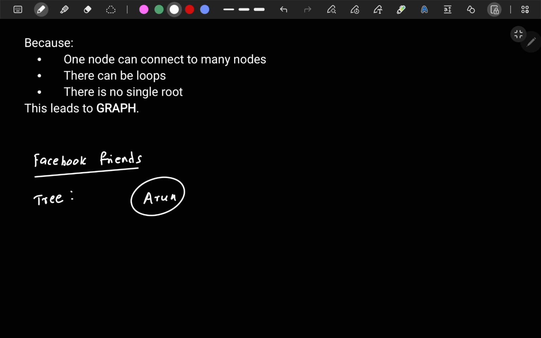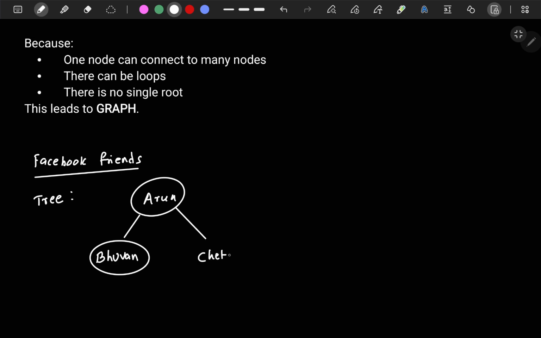Now Arun is a friend with someone called B. B means, what name should I take? Bhuvan. Okay, so I can represent it like this with a tree data structure. Yes, so Arun is a friend of Bhuvan, and Bhuvan is a friend of Arun. Okay, fine, we can represent this. Maybe Arun is also a friend of C. C for Chetan, for example. Fine.